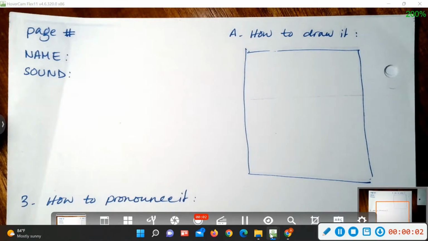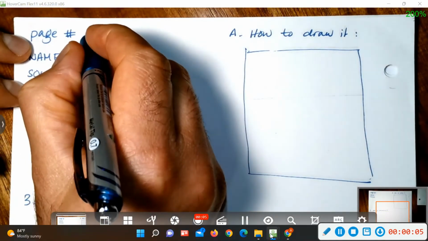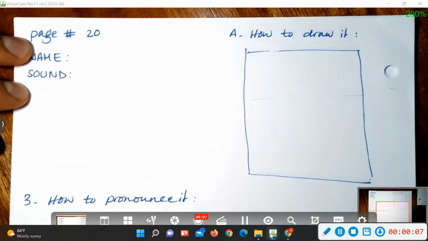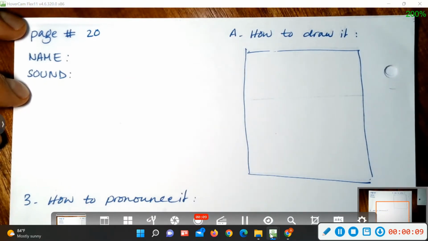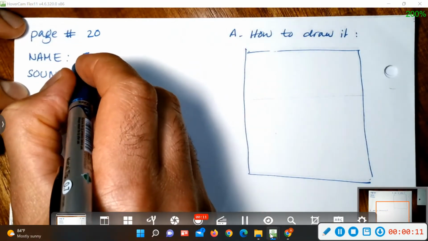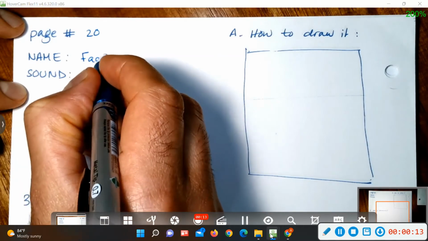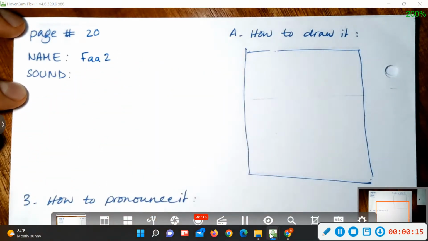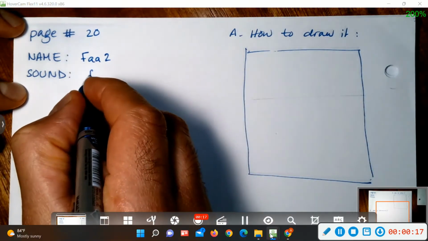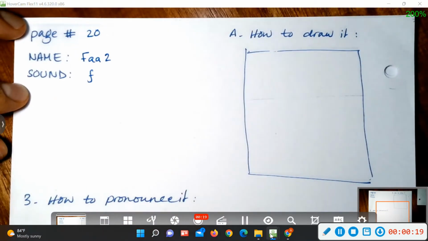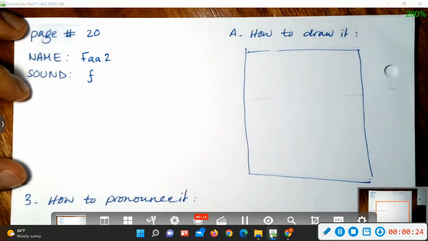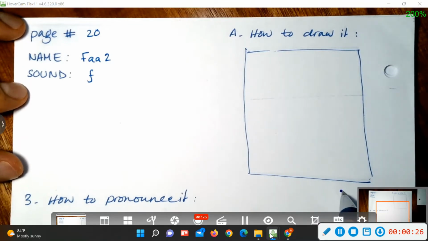Letter number 20. The name of the letter is Faa. The sound is Fa. And Fa is a twin letter with Qaaf too.